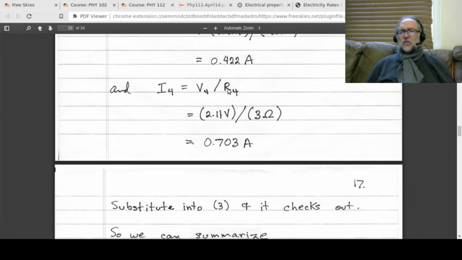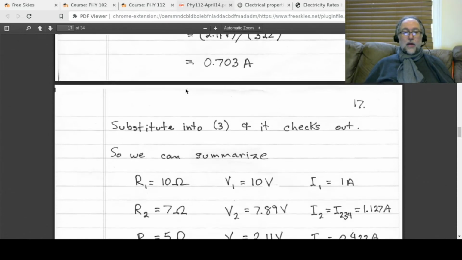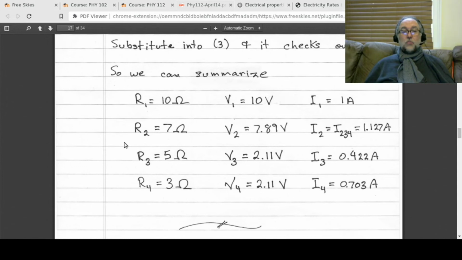And now you say, well, if I add these two together, are they going to add up to that 1.127 amps? They do. Well, there's a round off here. If you do it, you'll see it actually turns out to be 1.125, but I kept one extra digit just in case. So that's in the third decimal place. It's just a small round off. If you had done it better, this would have worked out perfectly.